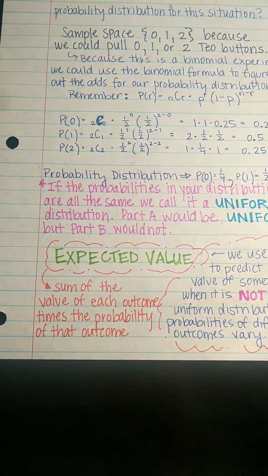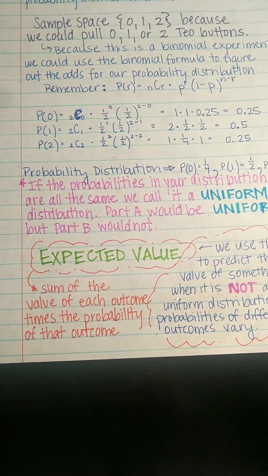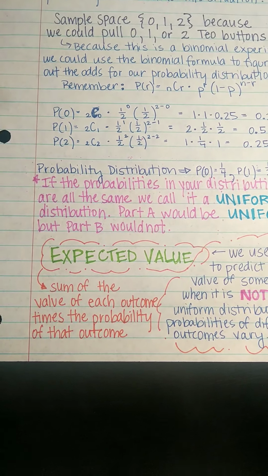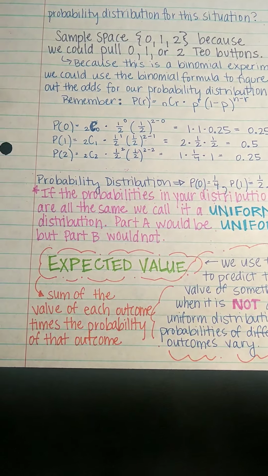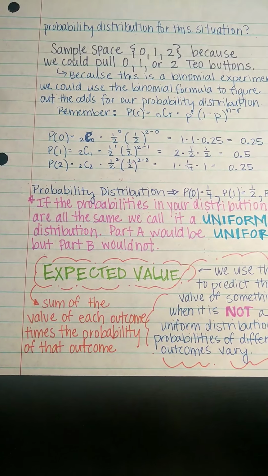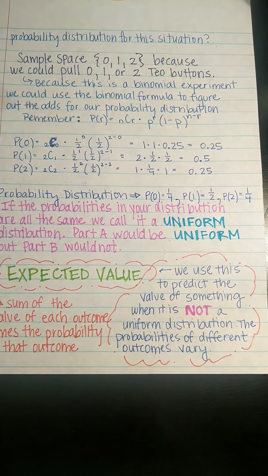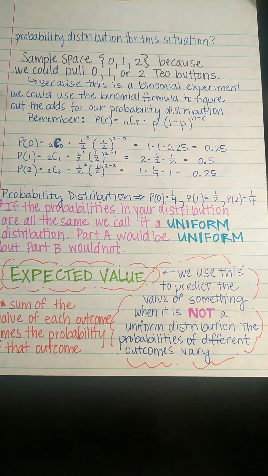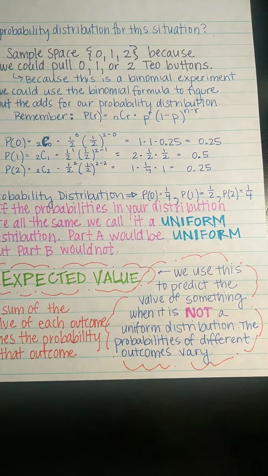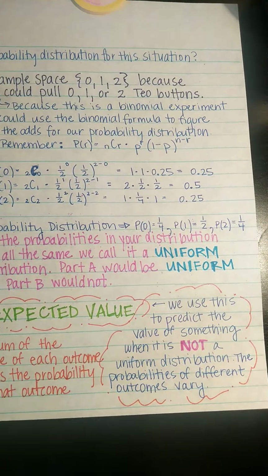Okay, now expected value is where I think this actually gets interesting. You can definitely see the use when we get to some of these problems. And expected value is just the sum of the value of each outcome times the probability of that outcome, which makes no sense until we start looking at examples. We use expected value to predict the value of something when it's not a uniform distribution. The probabilities of different outcomes vary. Okay, so let's look at how we're going to use this.